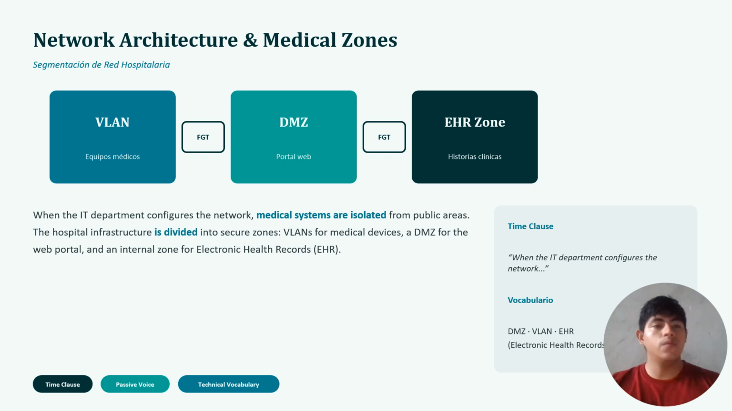Slide 2. Network architecture in the medical zones. In this slide, we see the network segmentation, with which each department configures the hospital network. Medical systems are isolated from public areas, such as the patient Wi-Fi. The infrastructure is divided into secure zones: VLANs and medical devices, DNS for the web portal, and an internal zone for electronic health records.